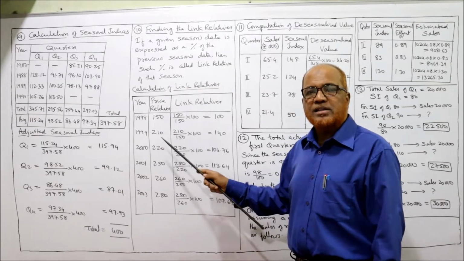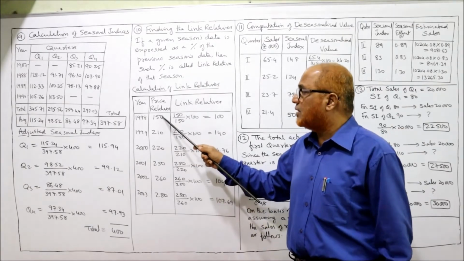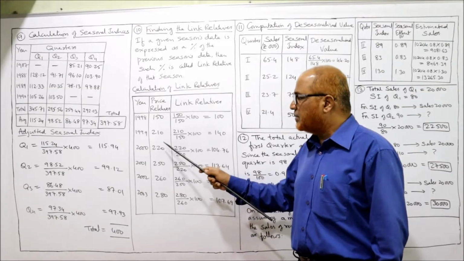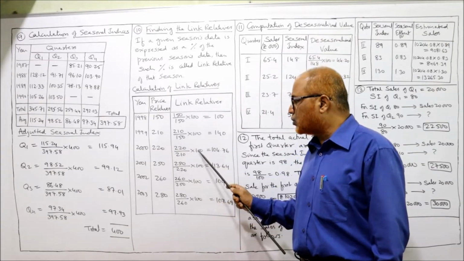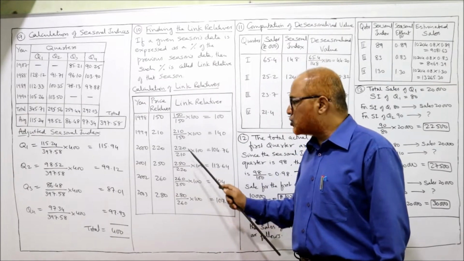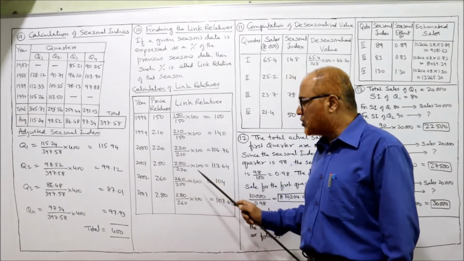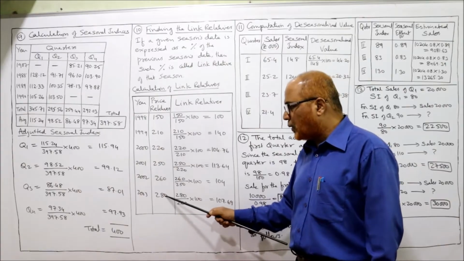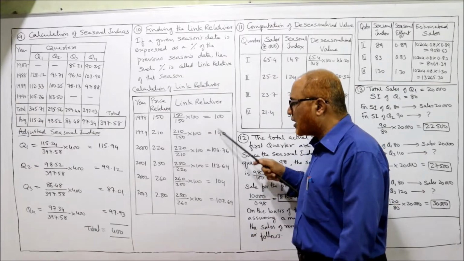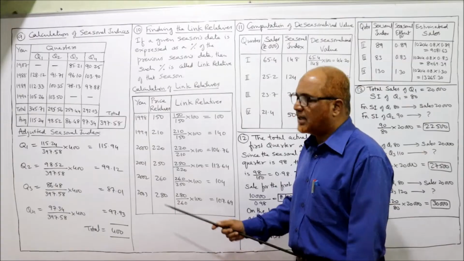Now the second year. What is the price relative of the second year? 210. What is the price relative of the previous year? 150. So 210 divided by 150 into 100 is 140. Similarly, 220 divided by 120 into 100, 104.76. 250 divided by 120 into 100, 113.64. 260 divided by 250 into 100, 104. The last one, 280 divided by 260 into 100, 107.69. These are called link relatives. That's it. So this is the 10th problem.